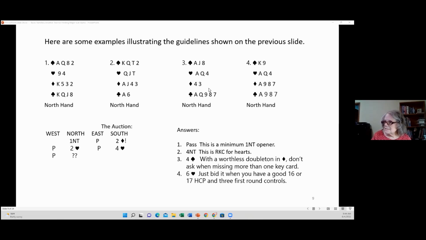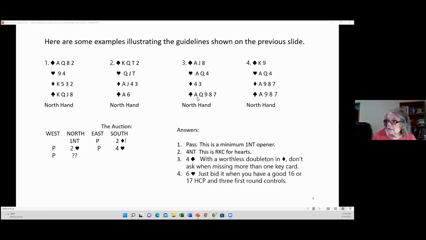So in this case, instead of bidding 4 no trump, because I have this worthless doubleton here in diamonds, my cheapest control is my ace of spades. Over 4 hearts, I'm going to bid 4 spades. Hopefully my partner will show me a diamond control after that. If he does, then I'll be beyond 4 no trump, but I'll show him some more of my controls and hopefully we'll end up in 6 hearts.